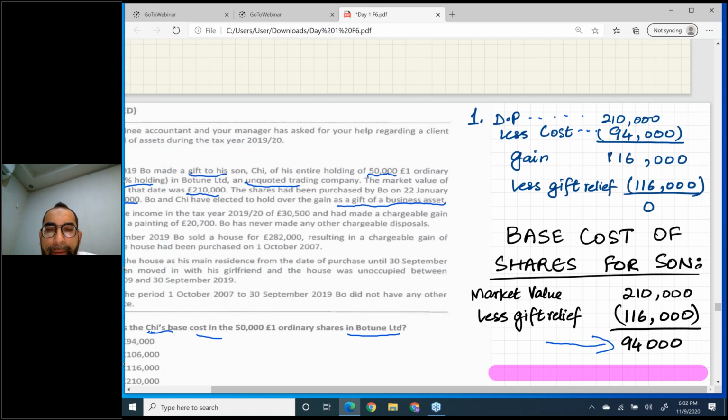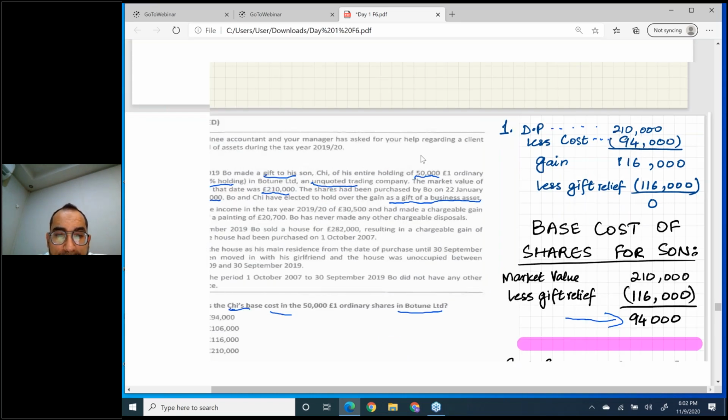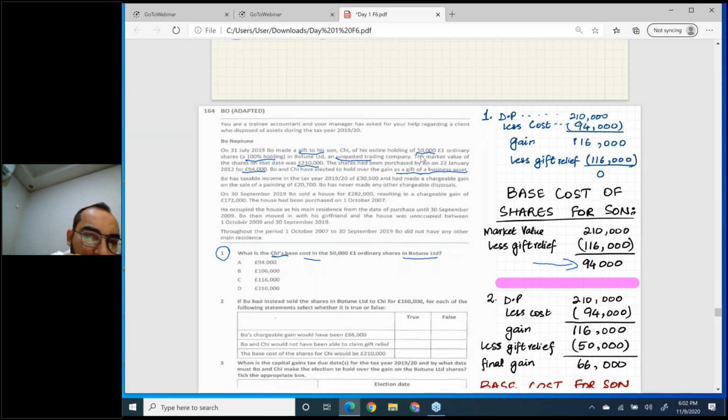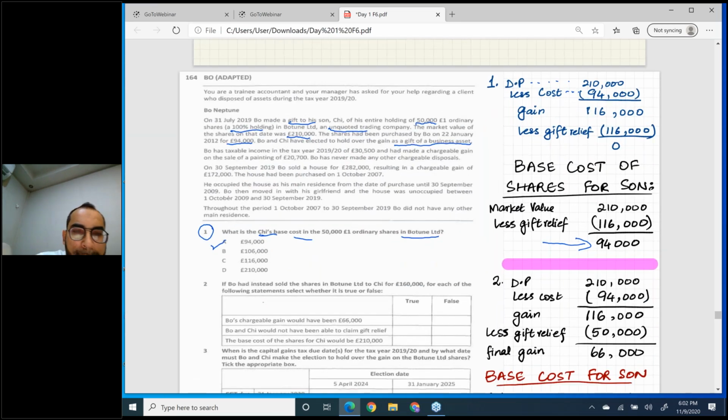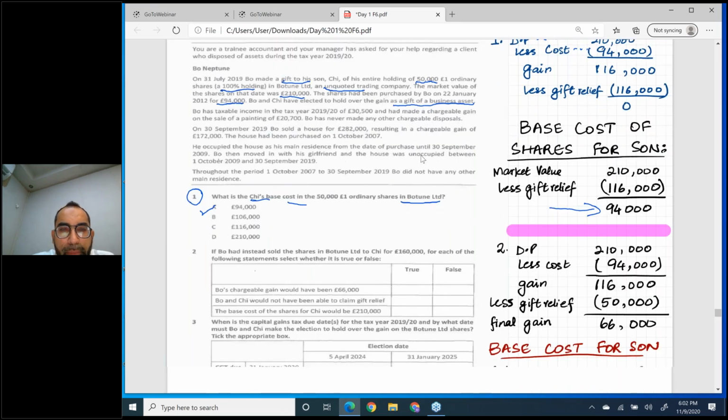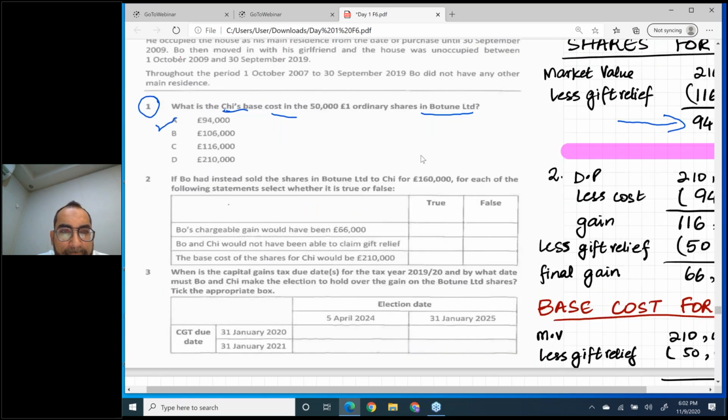Look at the screen. This is the answer of your question number 1. Now moving to question number 2. The answer of the first question is A. Okay, now the second question: if Bo had instead sold the shares in Botune Limited to Chi for 160.